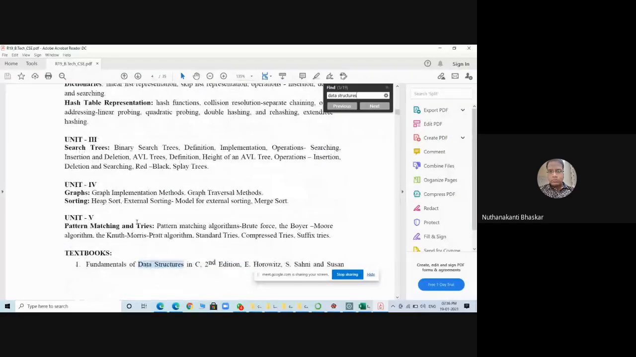Just I am reading: graphs, graph implementation methods, graph traversal methods, and sorting: heap sort, external sort, model for external sorting, and merge sort. The merge sort is given last, but anyway, we need to use merge sort in the external sorting. What are the models? Two-way external sorting and M-way external sorting. That is the model. Don't confuse. This is sorting. This is the fourth unit. Is it clear?